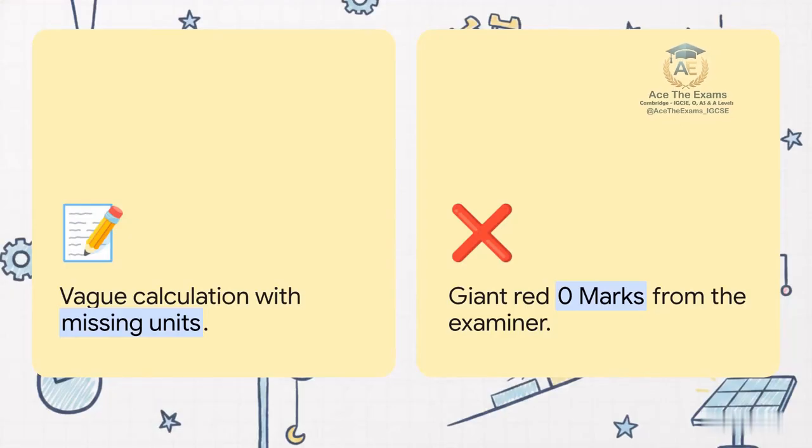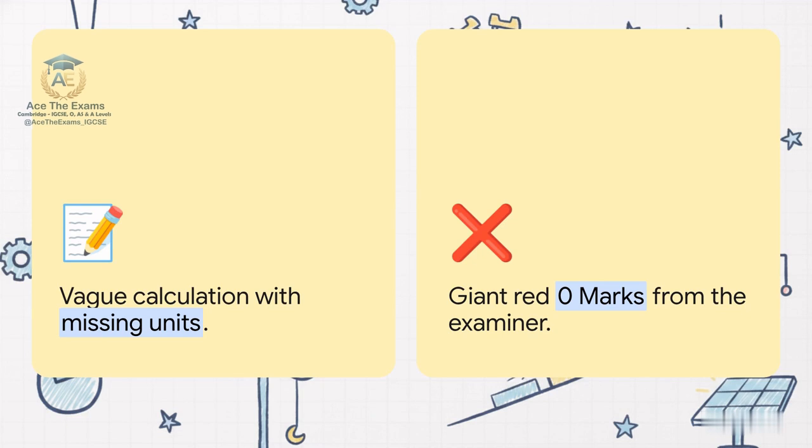Look closely at this comparison. You might look at the answer on the left and think, yeah, that's perfectly fine. The student mentions energy transferring, they throw in some numbers from the prompt, and they get a final mathematical value. It looks like physics, right? But on the right side, a giant, brutal red 0 marks. The examiner has just set a 3-move trap that completely obliterates your method marks.